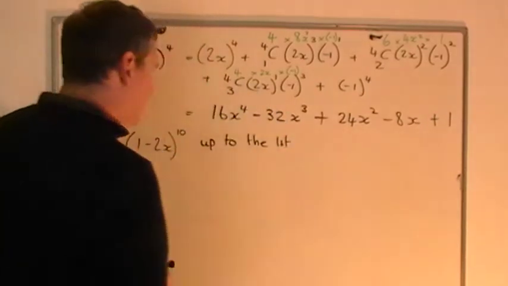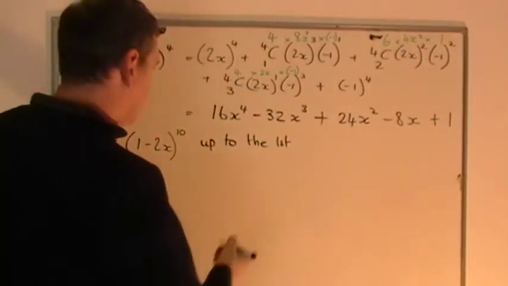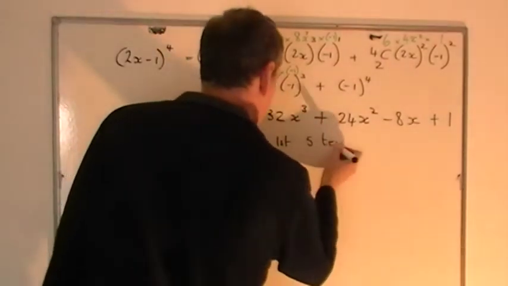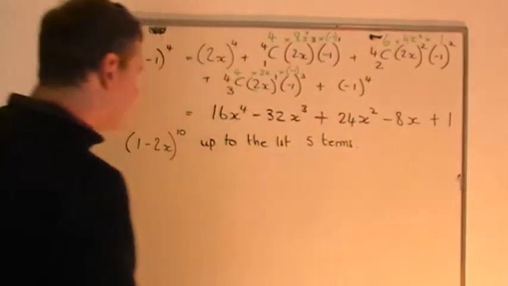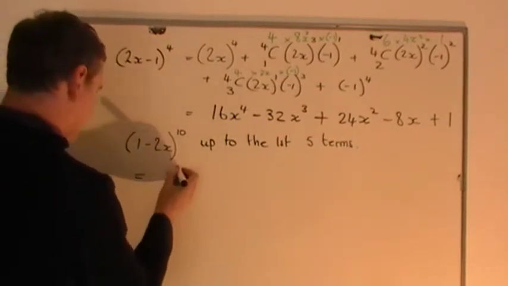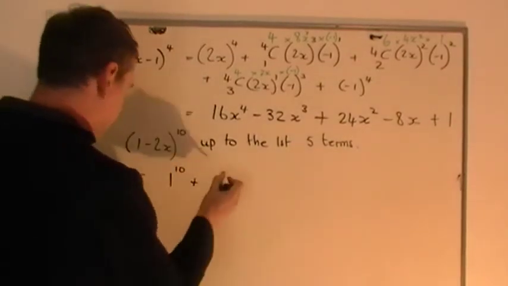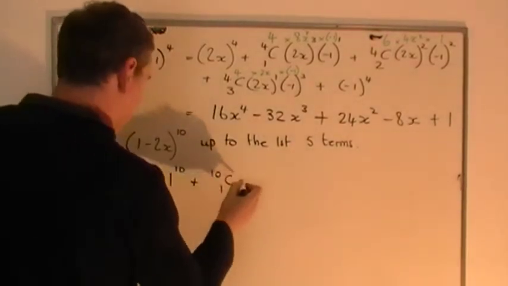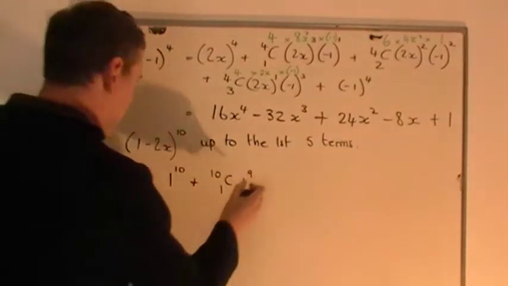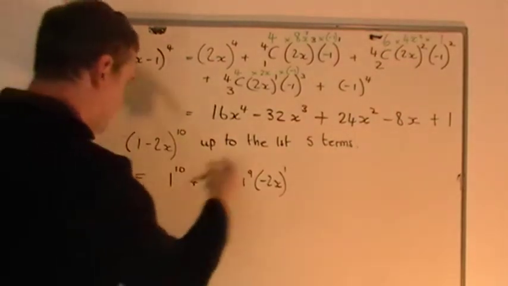They'll ask you for something like the first 4 terms or the first 5 terms, something like that. So the first 5 terms only. Okay? So this is what we're going to do. It's going to be equal to, first term, it's 1 to the power 10 plus, and then you have 10 choose 1, 1 to the power 9, and then you have the minus 2x, put it in a bracket, to a power 1. So that's 2 terms.